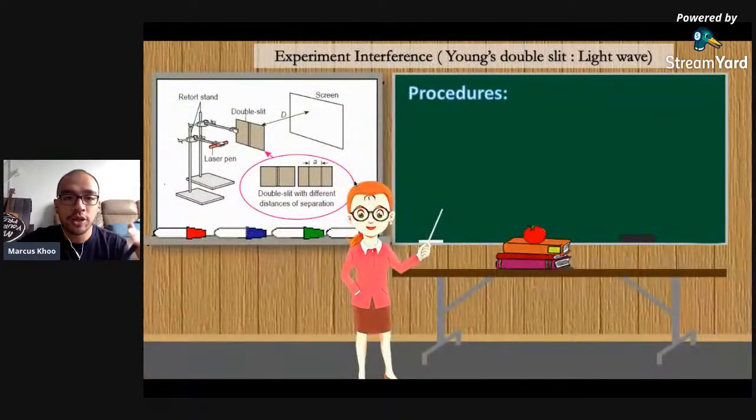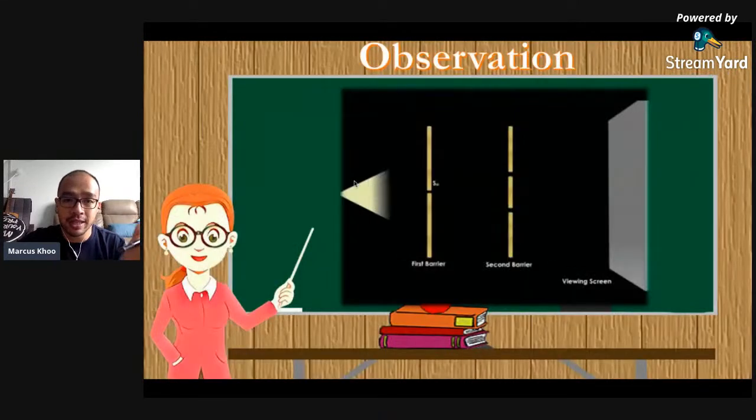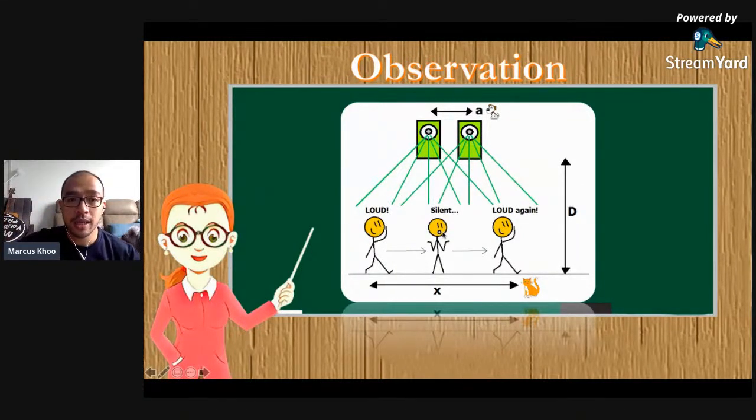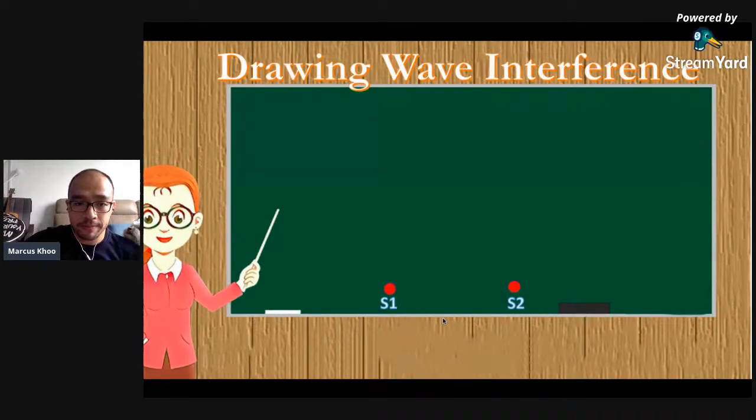But usually in actual life, what happens is it's just loud and soft, loud and soft, loud. But that's the interference pattern that you need to see. One section is louder and one section is softer, and that's the interference of sound waves.